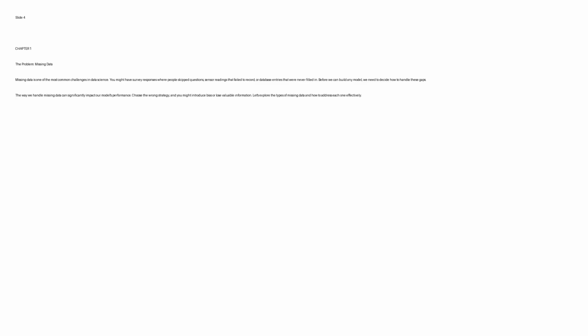In the world of data science, one of the most pervasive challenges we face is missing data. Whether it's incomplete survey responses, sensor failures, or unfilled database entries, these gaps pose a significant hurdle in building accurate models. How we address missing data can make or break our model's performance. Make the wrong choice, and we risk introducing bias or overlooking crucial information. Today, we delve into the types of missing data and effective strategies to tackle them head-on.